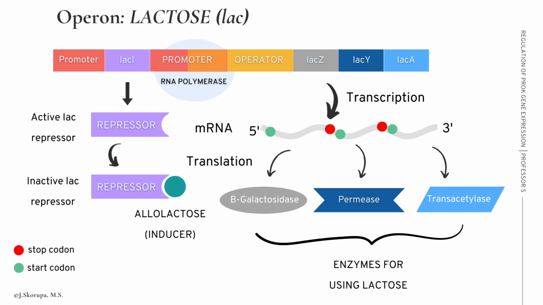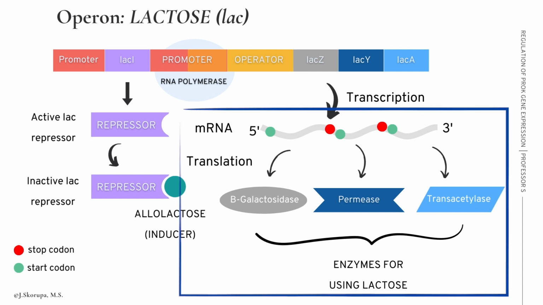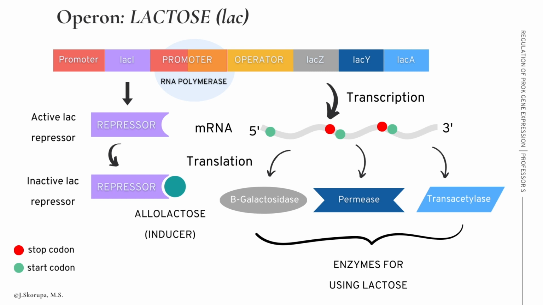A continuous strand of mRNA is transcribed with start and stop codons for each of the operon genes. The results of translation for each gene transcribed from the operon are lacZ, which is beta-galactosidase, lacY, which is permease, and lacA, which is transacetylase. These enzymes are all involved in the hydrolysis and metabolism of lactose, again, so that we can use lactose, break it down for energy. However, what we've seen is the negative regulation of the lac operon.